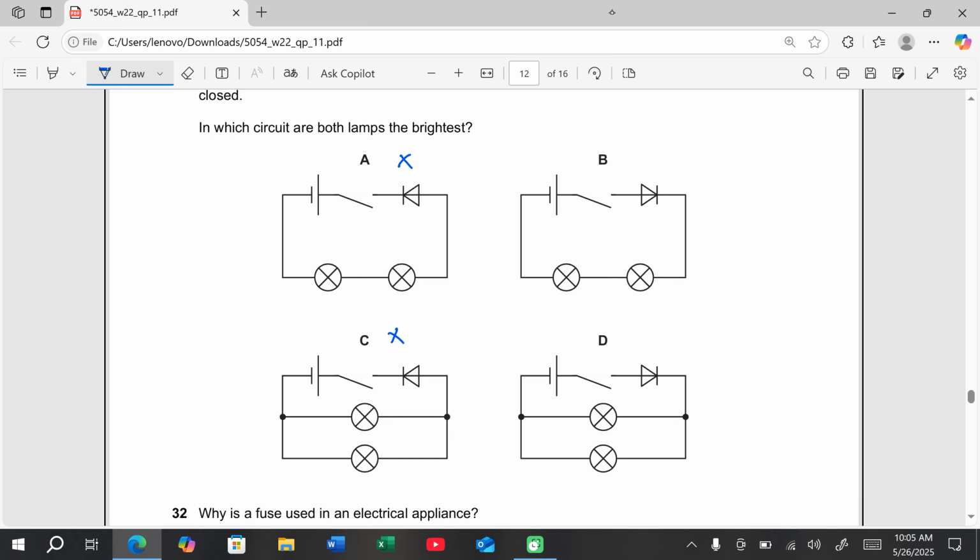This is in series, so the voltage will get divided here, so it's not going to be the brightest of them. This is in parallel, so they will get equal voltage, which is the voltage of the battery, so it is going to be the brightest. So D is the right answer.